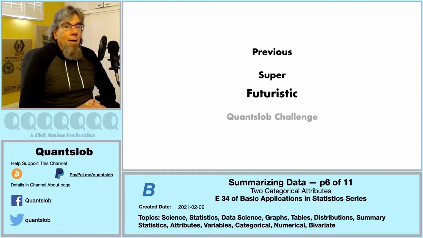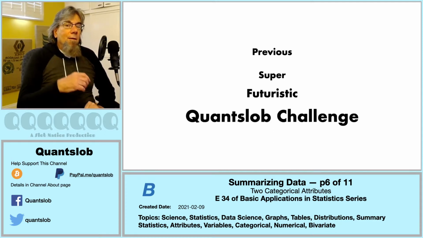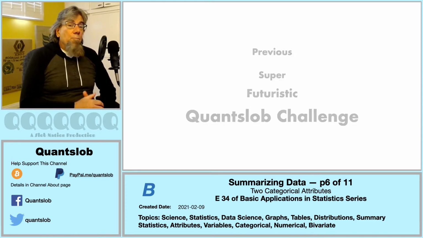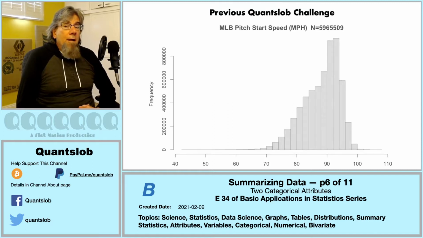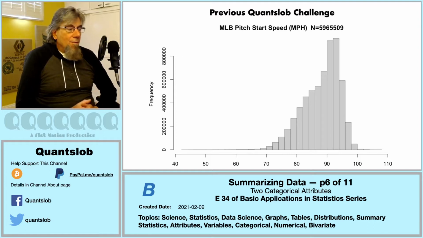But before we get too deep in this, let's visit our previous QuantSlob challenge. So, how might we describe the shape of this distribution, the shape of the shaded area? It's a histogram. Well, I would start by saying that this is not something we can easily liken to something we might see in nature.